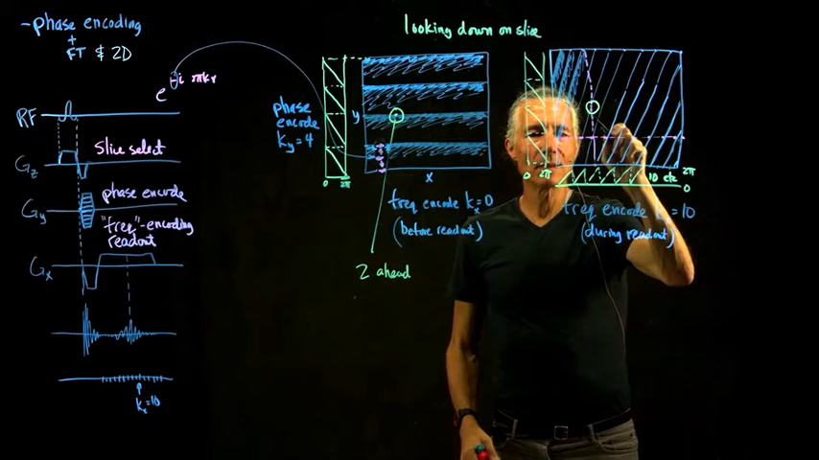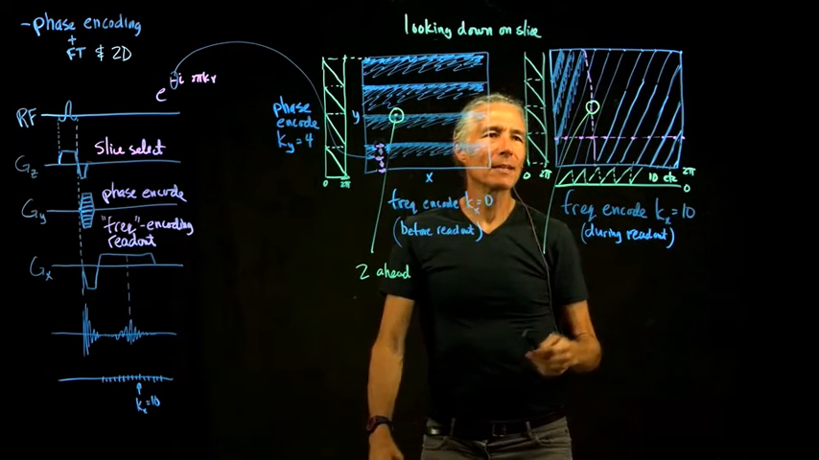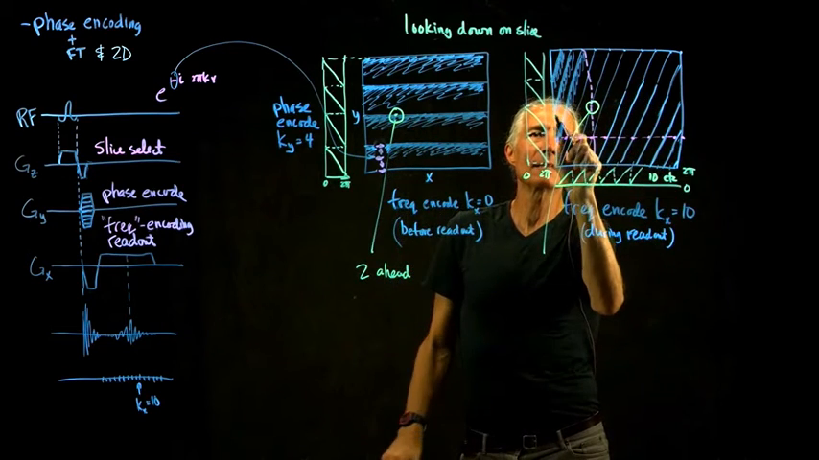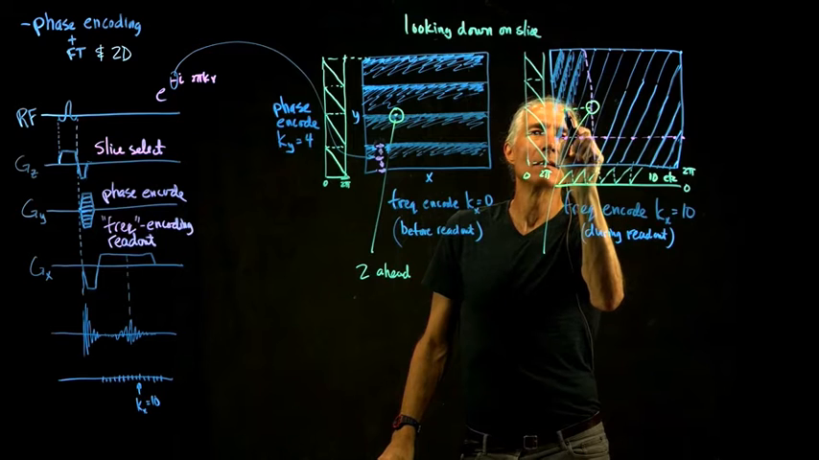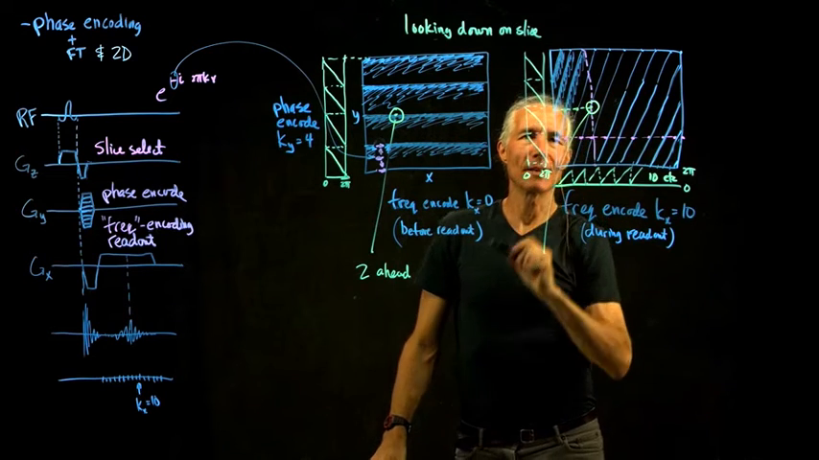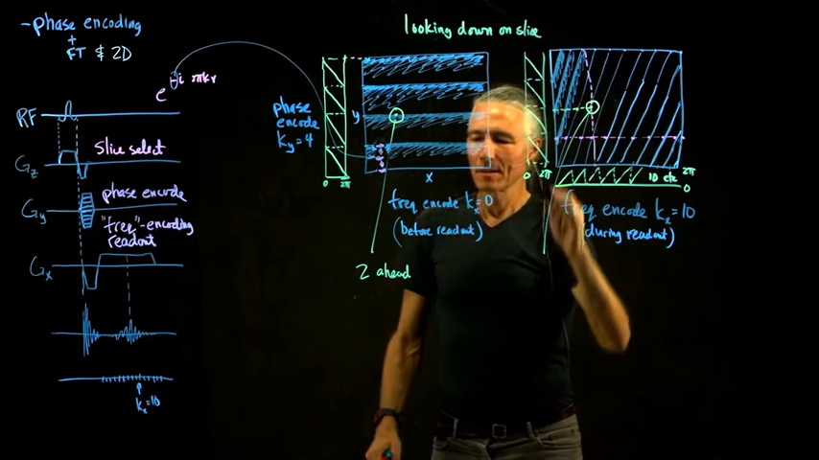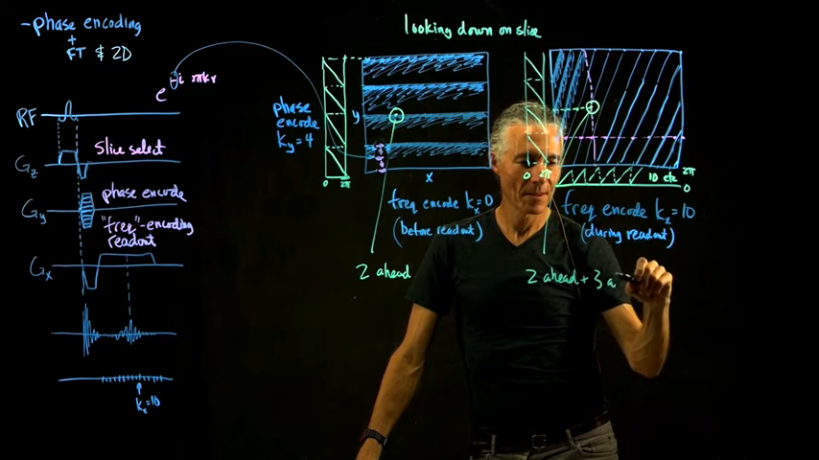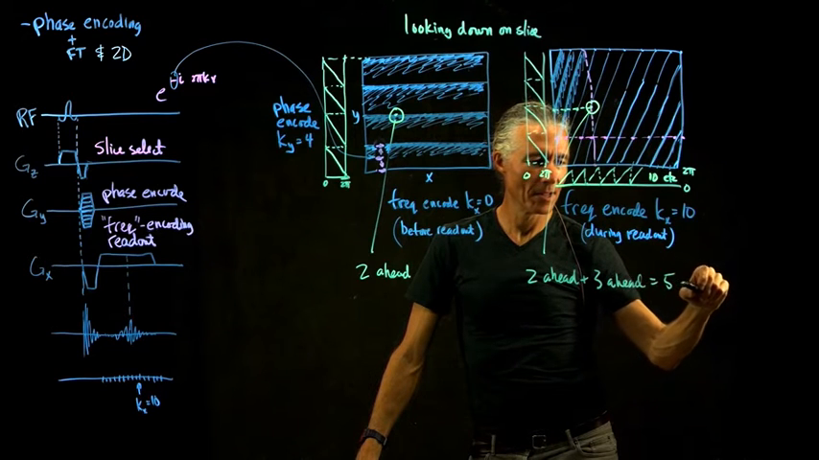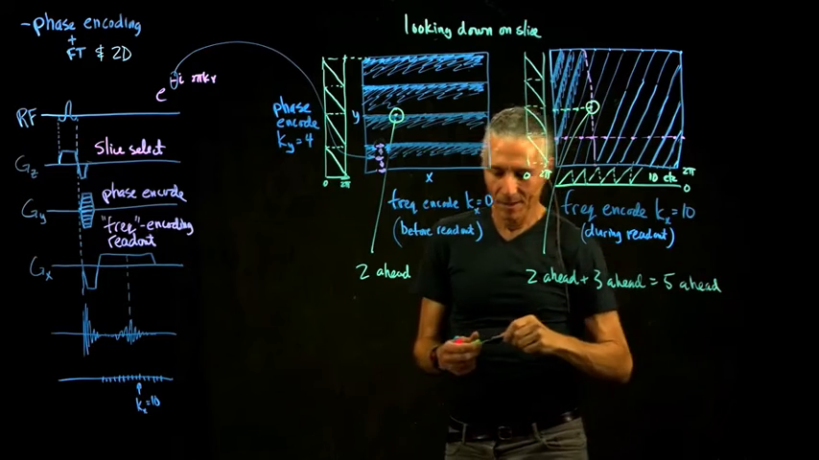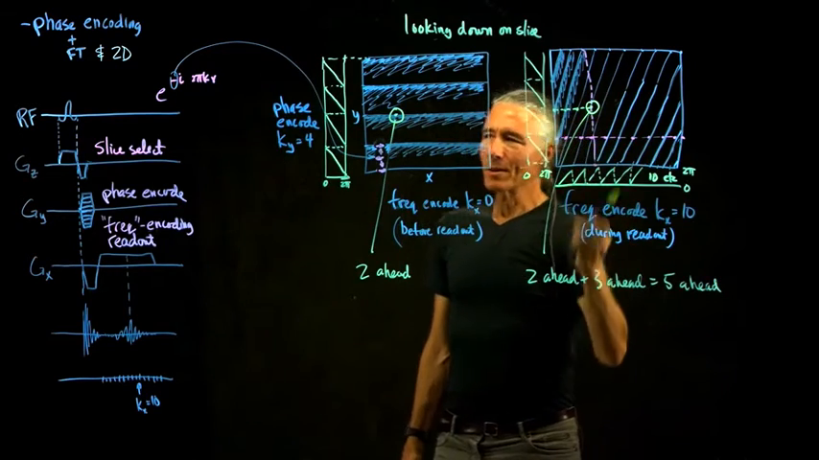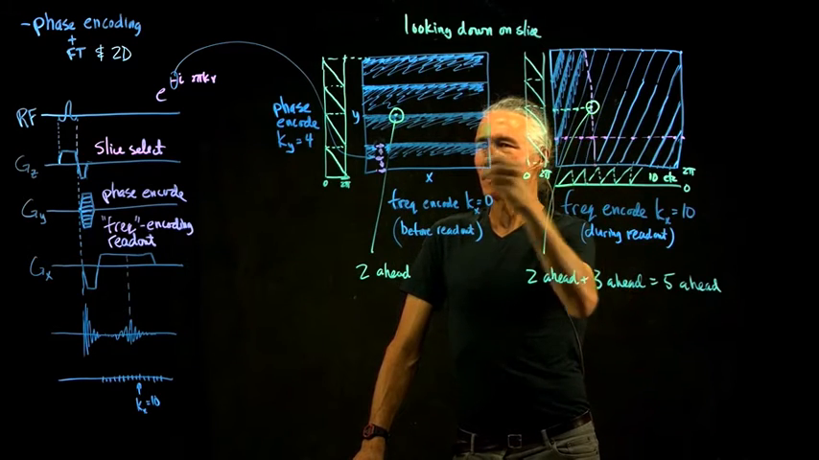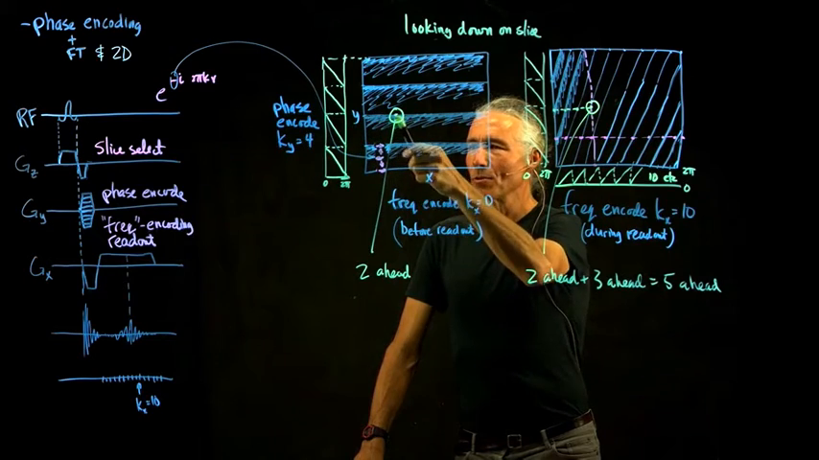So what's the situation here? It's 2 ahead from this, but then it's got an additional 1, 2, 3 ahead. So it's 2 ahead plus 3 ahead, equals 5 ahead. So this guy, after you did the frequency encode, is actually 5 cycles ahead, whereas after you did the phase encode, it was only 2 ahead.